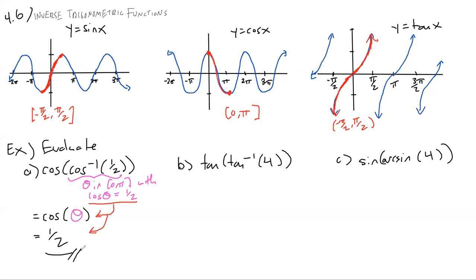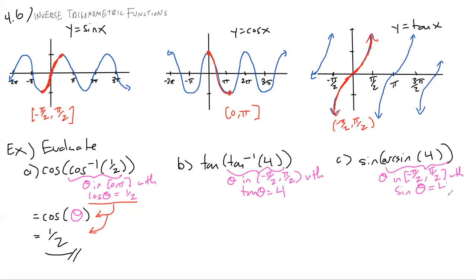So we actually do get this cancellation here, but I'm going to write this definition out every single time because on one of them we are going to hit a little bit of a snag. So in the next one, this is going to be theta in -pi/2 to pi/2 with tan theta equals 4. And the last one, arc sine is just the same as sine to the -1. I just changed it because you should be seeing both of them. This is going to be theta in -pi/2 inclusive to pi/2 with sine theta equals 4.